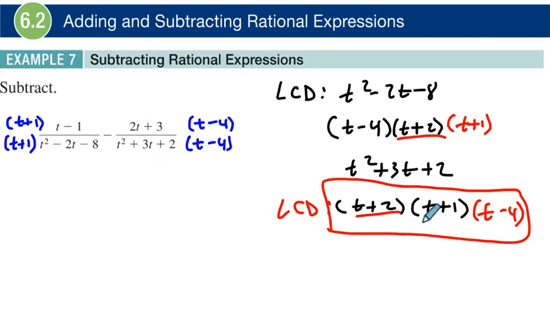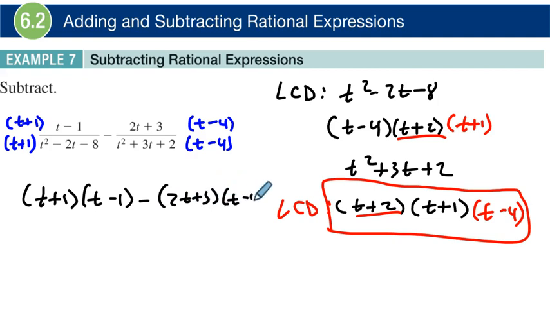We already know what our common denominator is. We'll just deal with that, and then we'll put it all over our common denominator and see if something factors out or simplifies. Good, so this whole thing right here is t plus 1 times t minus 1. So I just rewrote this. Minus, check this out right here, minus 2t plus 3 times t minus 4.